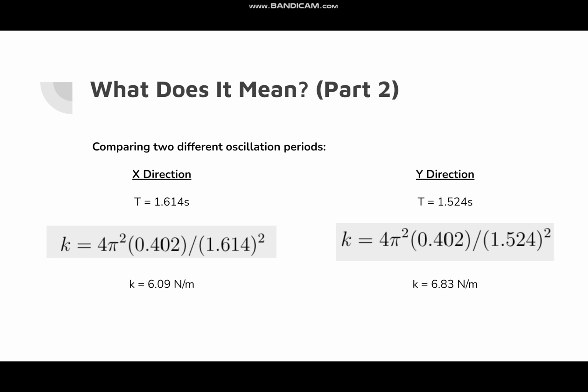And for the second part of what does it mean, we calculate the two different oscillation periods, the y direction being the one we calculated earlier, and the x direction being a new one using the x direction time oscillation. What this means is that if we use the x direction for our data, computationally it would work the same, but it would mess up everything, because K helps us find spring force, which helps us find potential spring energy, which helps us find total energy, which would give us a whole different graph if we use this K rather than the y direction K. So it messes up everything.